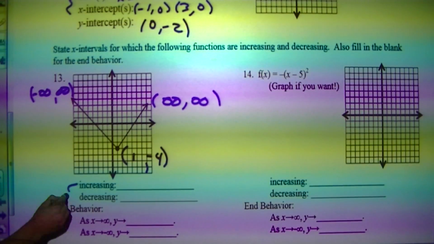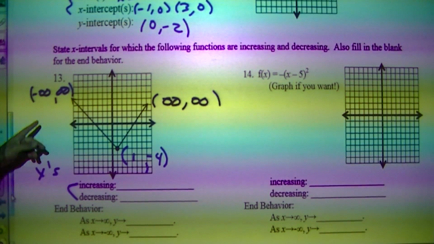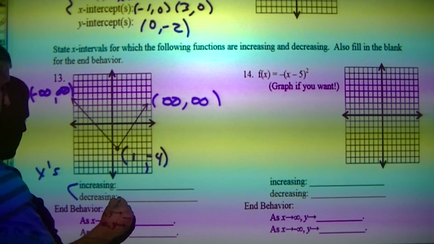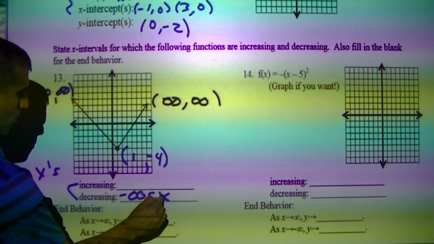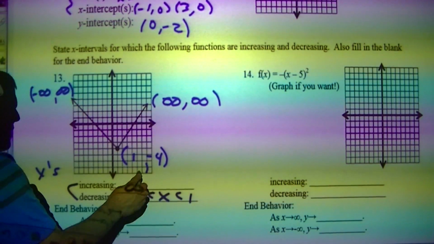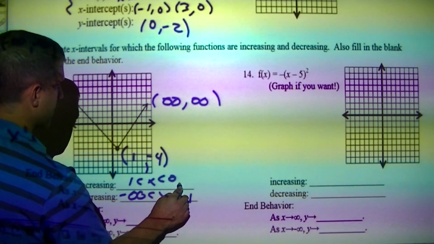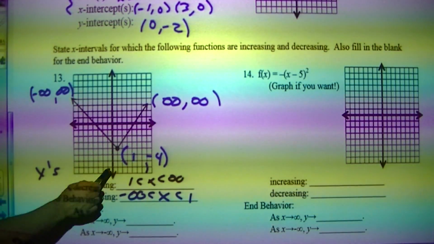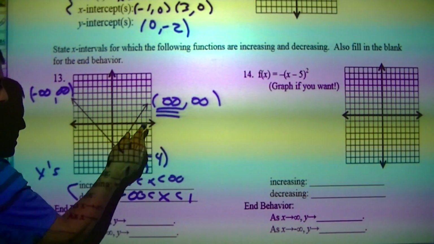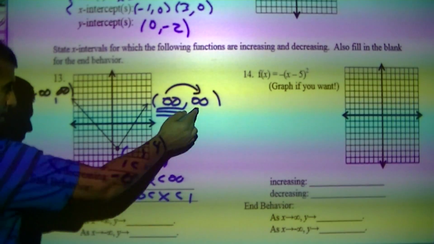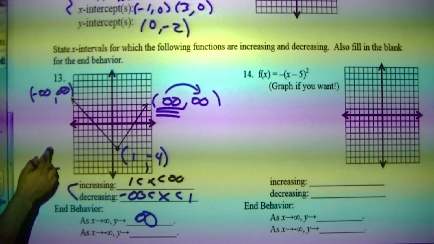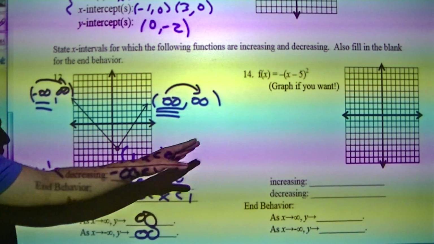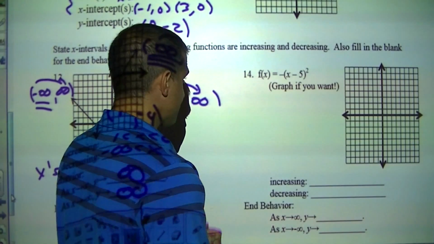Now, for these, we only care about the x's. Okay? So, to get the increasing, decreasing, this is decreasing from negative infinity to 1. That's all I care about. And then it's going up from 1 to infinity. So, trace it. Decrease, increase. Okay? And behaviors, as x approaches infinity. All right? So, they're saying, what's happening there? And what you do is you look and say, okay, that's going to be infinity. X approaches negative infinity. Okay, what's happening there? It's also positive.